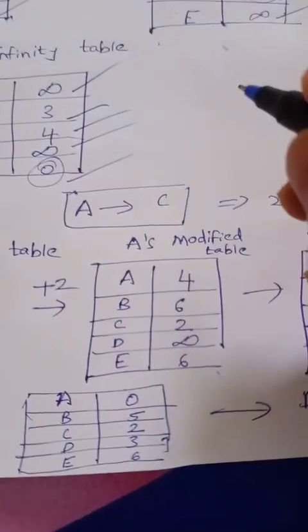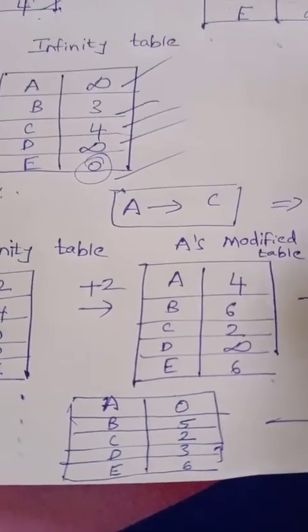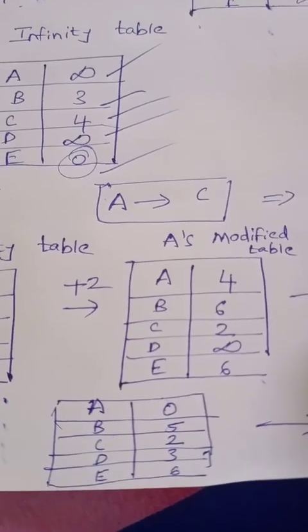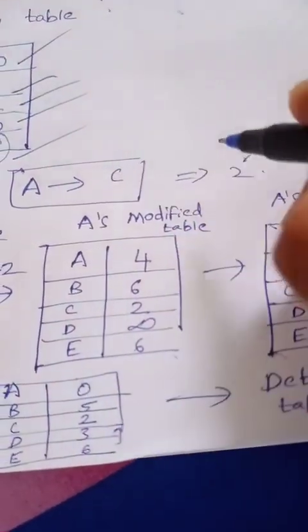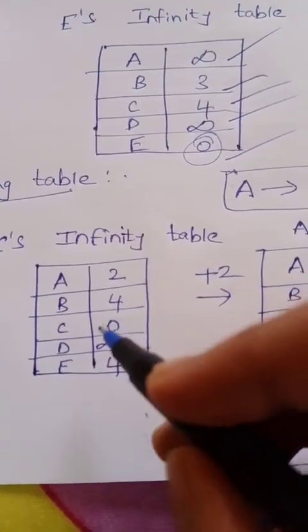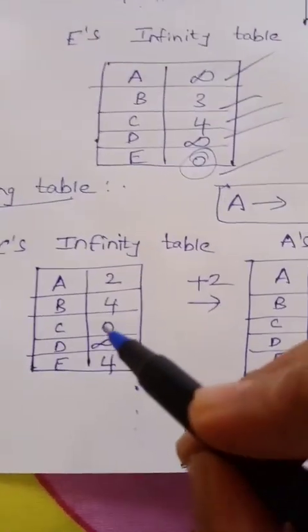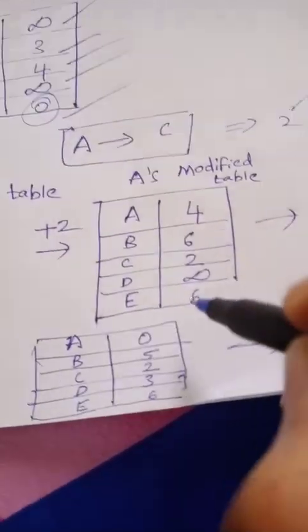And next I have to write A's modified table. In that case, what is the path for A to C? The cost of the path A to C is equal to 2. So in C's table, I have to add plus 2. So 2 plus 2 will be 4. And 4 plus 2 equal to 6. And 0 plus 2 equal to 2. Infinity you have to write as it is, and 4 plus 2 equal to 6.